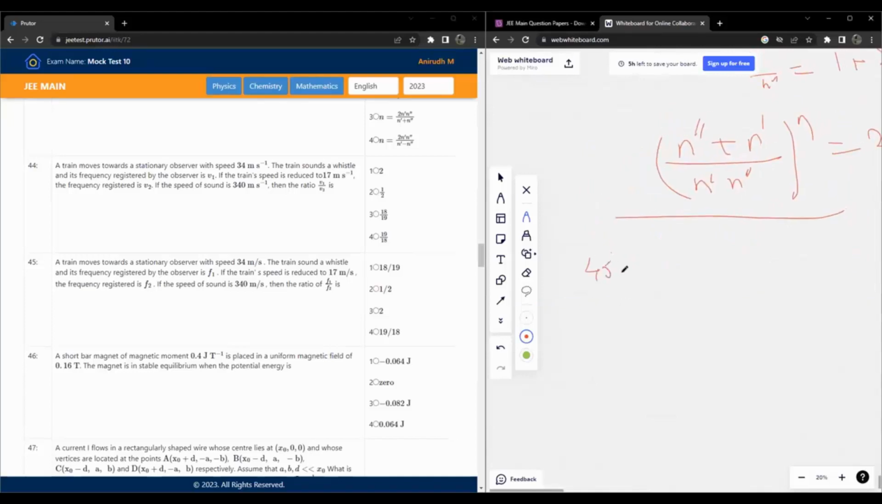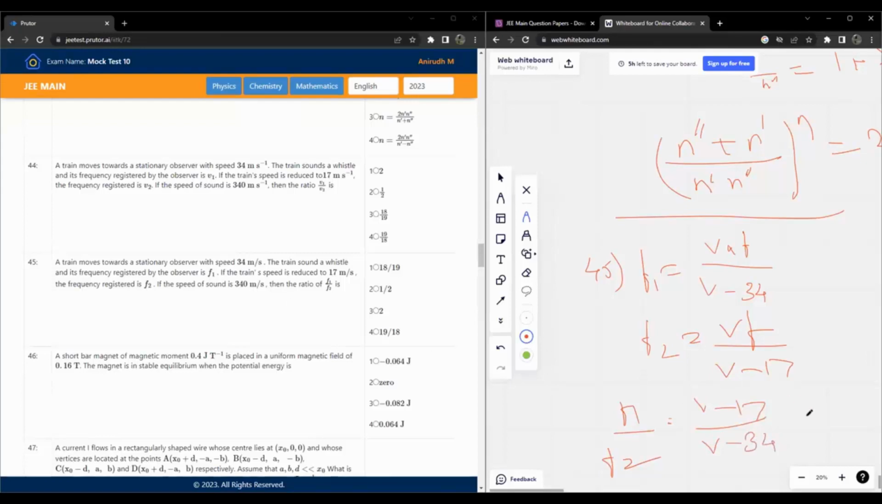So now it's 45, where you have apparent frequency f1, moving towards speed 34. That is v into f divided by v minus 34, right? And f2 is basically vf by v minus 17, right? So f1 by f2 is going to be v minus 17 divided by v minus 34.